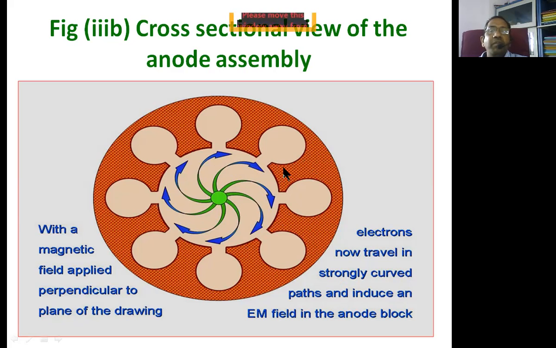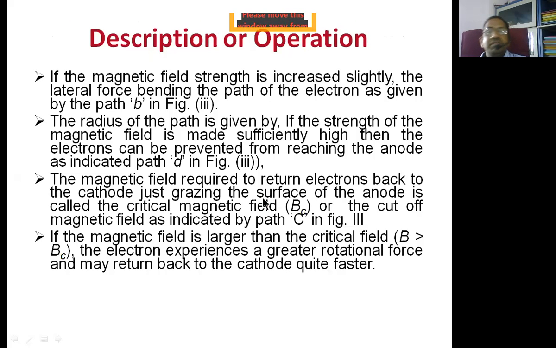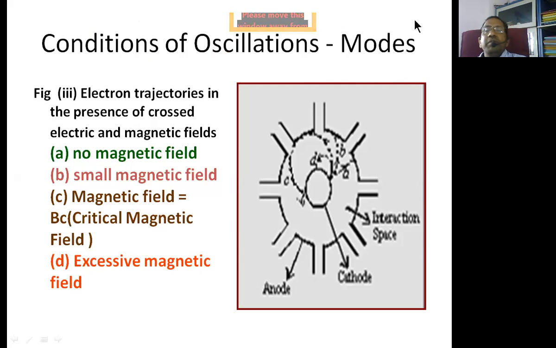So we are going to pick the EM field from any one of the anodes. Here the magnetic field is applied perpendicular to the plane of the drawing, or plane of the anode. Thereby we generate the EM fields. Now in the examination, you have to draw the construction and explain all these constructions.